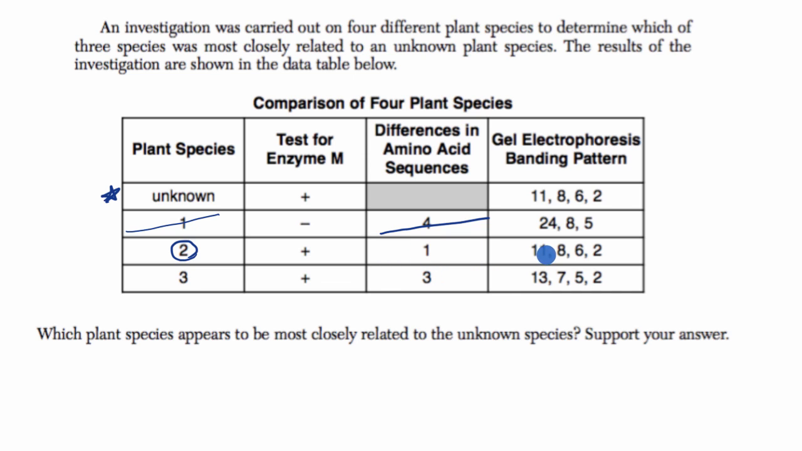And then when we look at the gel electrophoresis banding pattern, plant species 2 has the exact same pattern as our unknown plant. And it's the only one with the exact same pattern. And so because of that, I'm feeling really good saying that 2 is most closely related to the unknown species.